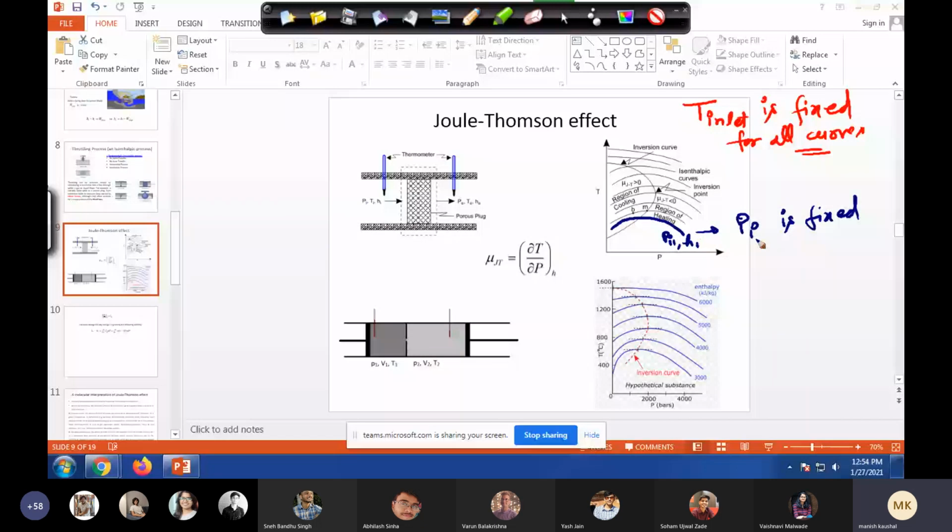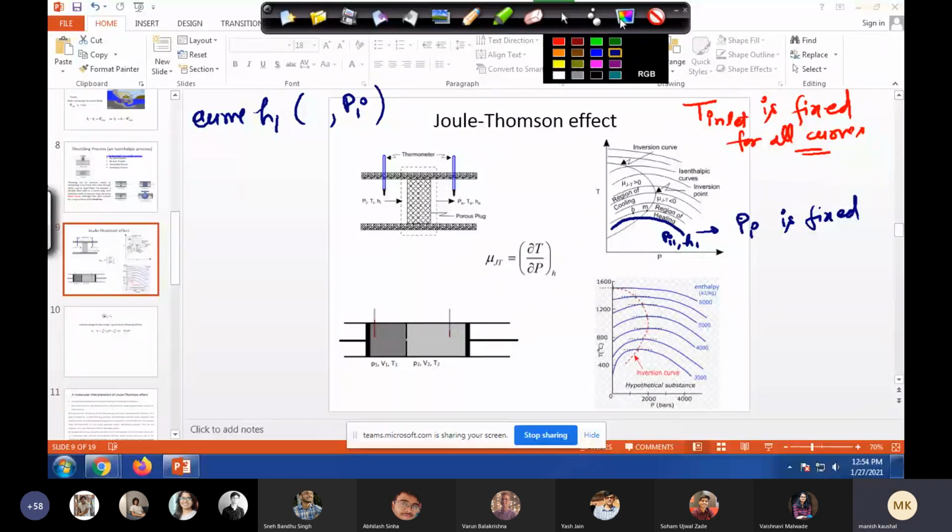So if you take any curve, that's a curve for H1, it simply means it's a function of Pi, and we are not changing Pi, and this is Pi1. Then when you take curve H2, again this is Pi2, but we are not changing this. That is point number one.